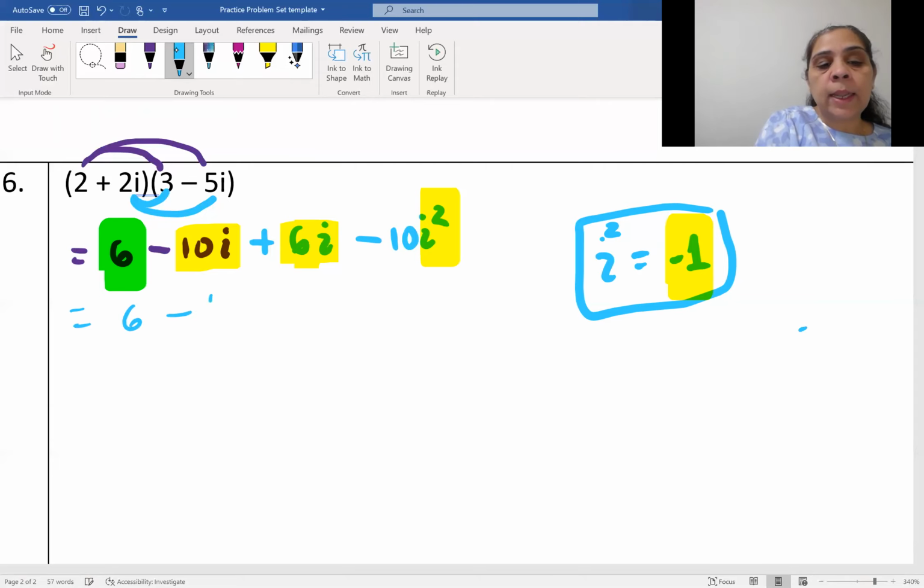All right. I'm pretty sure everyone is doing good. Try to do this problem and come back and check your answer with me. Let's see.